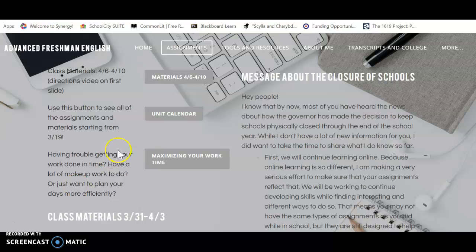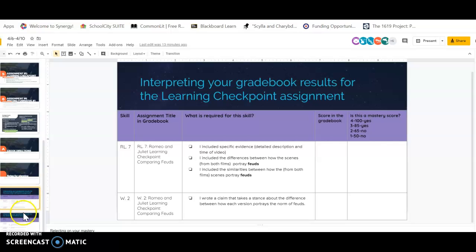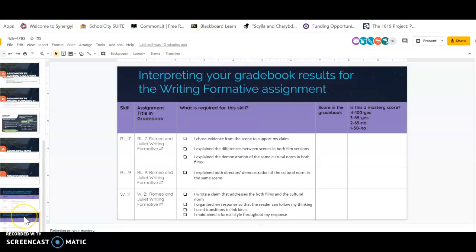Hey people, I am making this video to help you understand how to interpret your scores for your writing formative. If you watched the video about the learning checkpoint, it's going to be super similar.